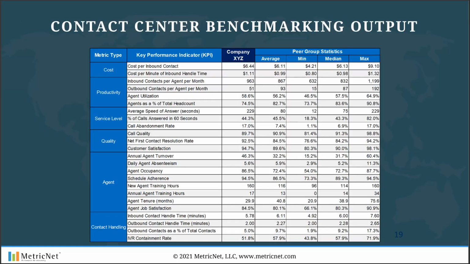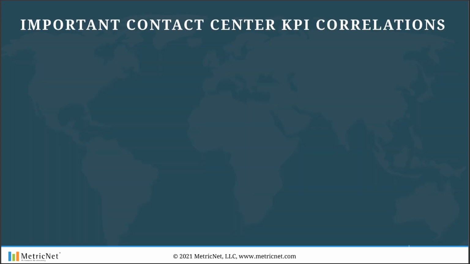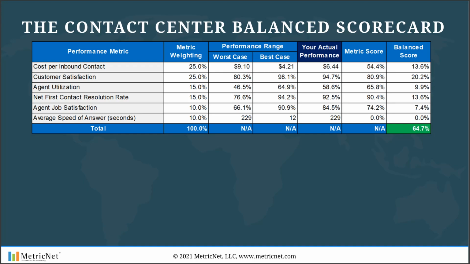So let me give you a case study here. This is actual benchmarking data from a contact center benchmark, and you'll recognize some of the metrics. Cost per inbound contact at $6.44, customer satisfaction at 94.7. Let me show you where those showed up back on the balanced scorecard. Here, $6.44 on the cost per inbound contact, 94.7% customer satisfaction.